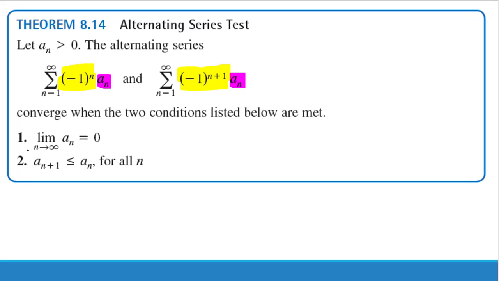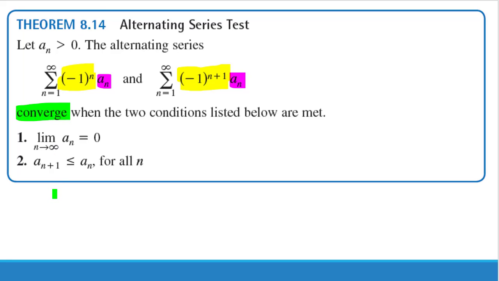This converges when the two conditions listed below are met. So the limit has to go to 0, and your a sub n+1 has to be less than or equal to a sub n for all n. Okay, and we're going to have to prove this one. I kind of did a poor job of proving this in past years. I'm going to hold this a little bit more accountable this year. And understand that this converges when these two conditions are met.